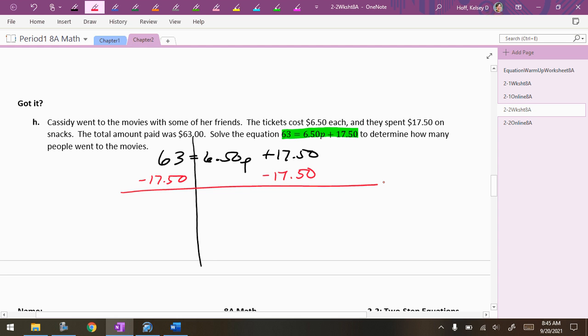Nicely done. It's okay. Decimals are no worries. So I cross this side out. On your calculator, type 63 minus 17.50. Sit on all four of your chair legs for me. Thank you. 63 minus 17.50. Bryce? 45.5. I drag down my 6.50p.